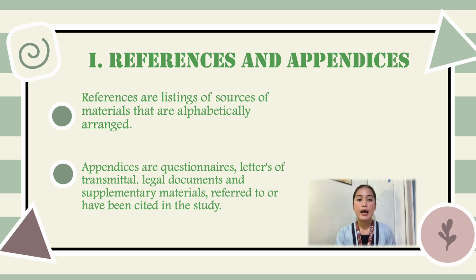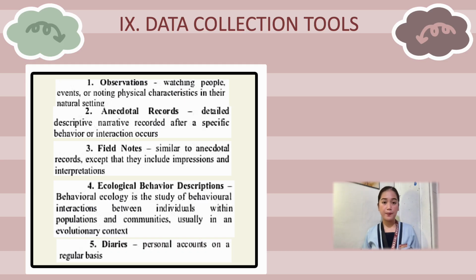So the key point here is organization. References and appendices should be clear, labeled, and organized for easy access. So next is the data collection tools. Number 1 is observations. So observation is watching people, events, or physical characteristics in their natural settings.